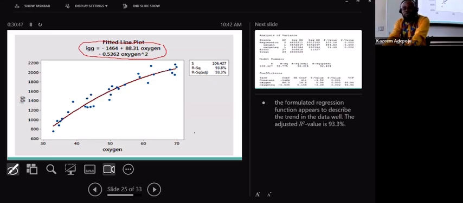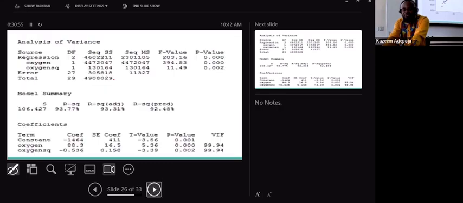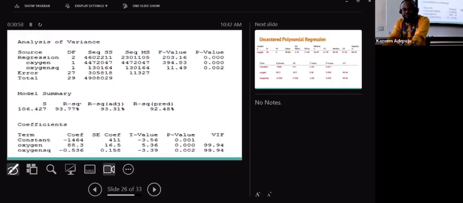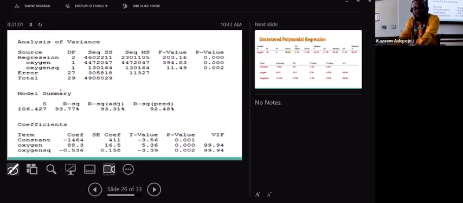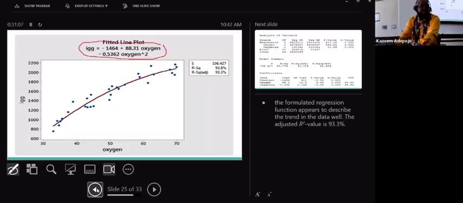But I want to show the world what if I decided to do this? Take a look at this. This is the analysis that comes out of that. But let me tell you this: whenever we use polynomial, we have violated an assumption. I'm going to say that again. Whenever we use polynomial, we have violated an assumption. And what assumption have we violated? Take a look at this. You know, this is oxygen, right? And this is oxygen squared. Okay, we have violated the assumption of multicollinearity.